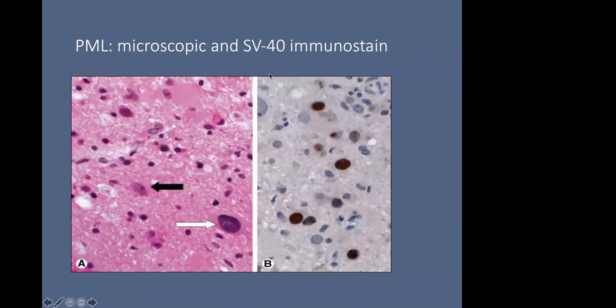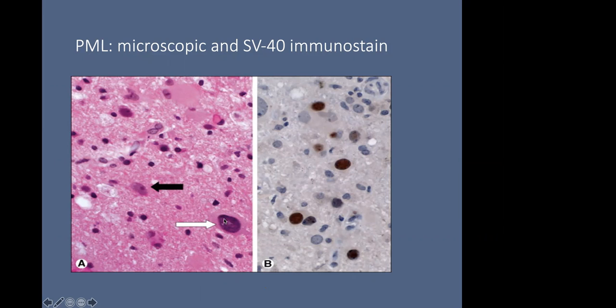One can do an immunostain called SV40, which is simian vacuolating virus, a similar virus to JC, and they share antigens. So when we employ this immunostain, all the oligodendrocytes laden with virus particles will light up as brown cells. And that's diagnostic.